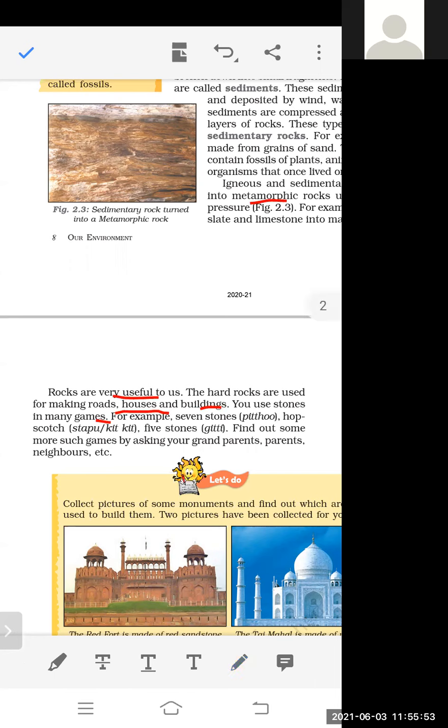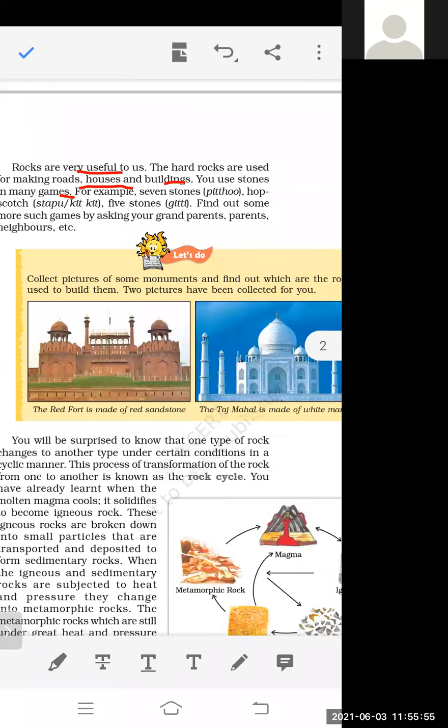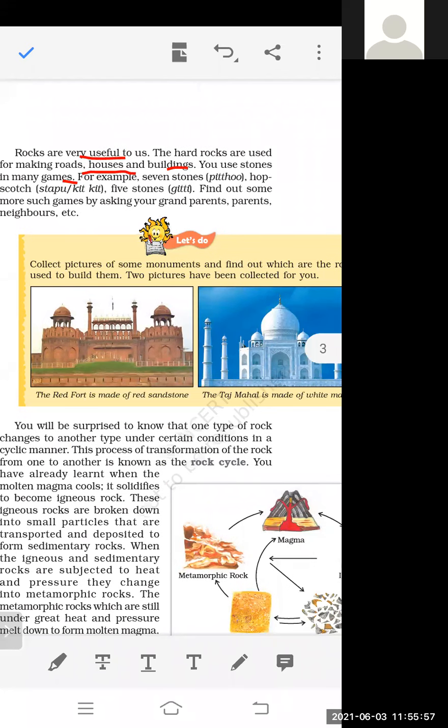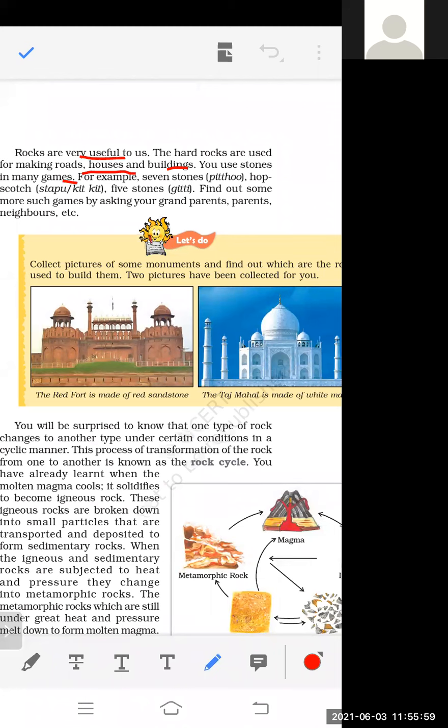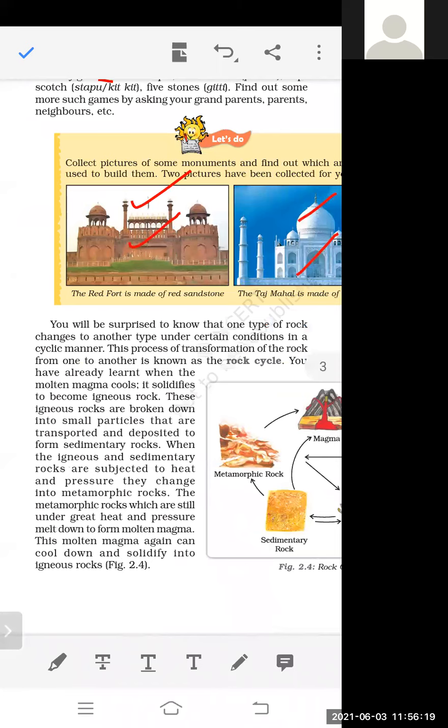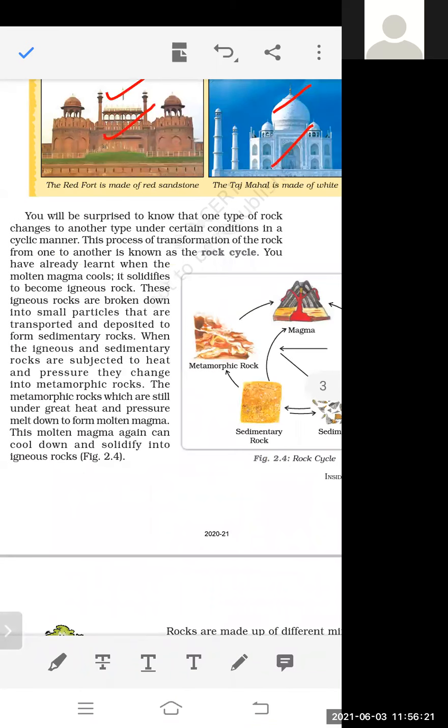Here in the picture you can see white marble and the use of red stone, where in the Red Fort sedimentary rocks, sandstones, are used. Here the marble is used. So marble is an example of igneous rocks, while sandstone is an example of sedimentary rocks. So both types of rocks we use to make roads, buildings, etc.